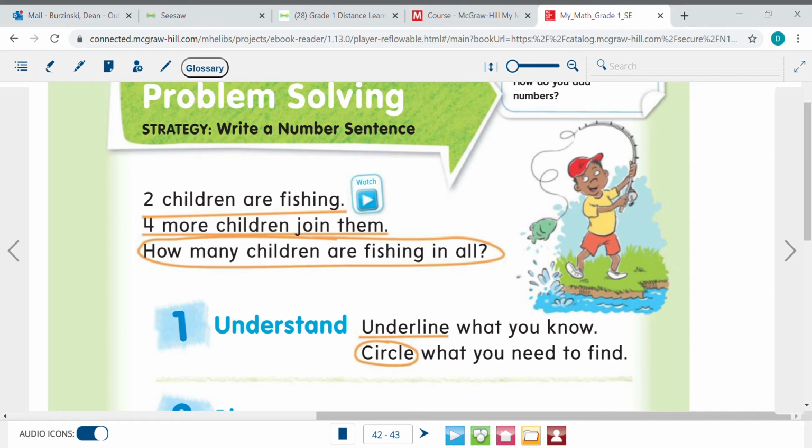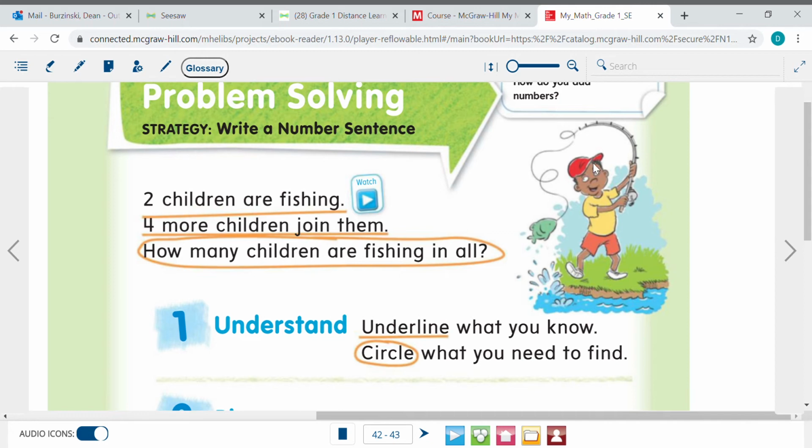Well, the very first thing we have to do is try to understand all of that. So what we can do is we can underline what you need to know. And you notice when it says two children are fishing, do you see that orange underline? That's what you'll do because we need to know two children are fishing. We also need to know four more children join them.